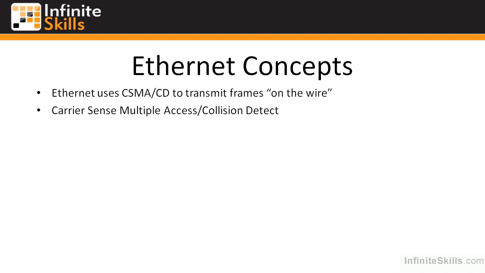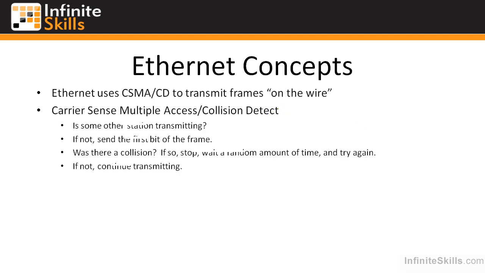So let's talk a little bit about how collision detect works. Basically, it's a flowchart, if you will. First, it senses carrier: is some other station transmitting? If no one else is talking, I can actually start to send my packet. If not, send the first bits of the frame. Was there a collision? It can detect a collision based upon the fact that there's a higher voltage on the wire than should be expected. If so, back off, wait a random amount of time, and try again.